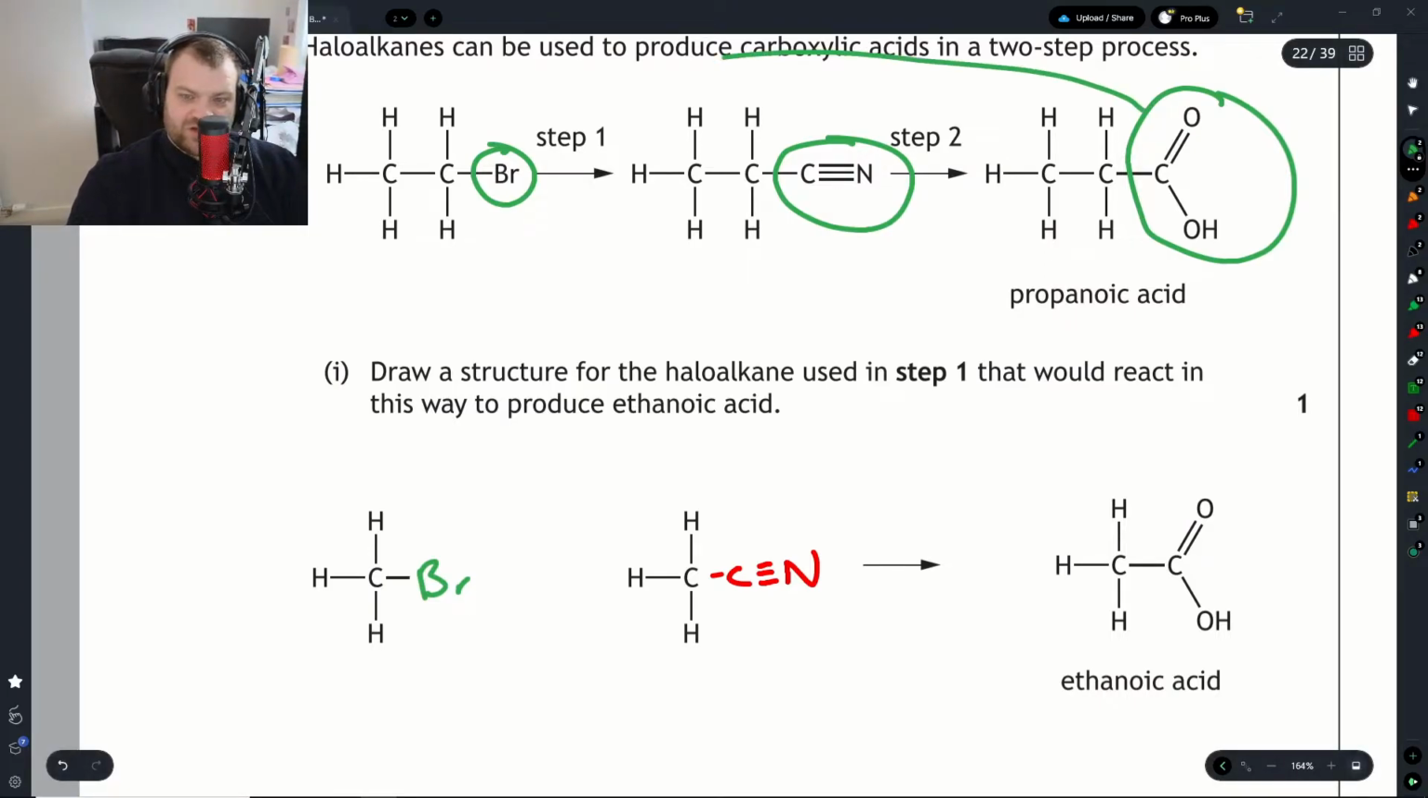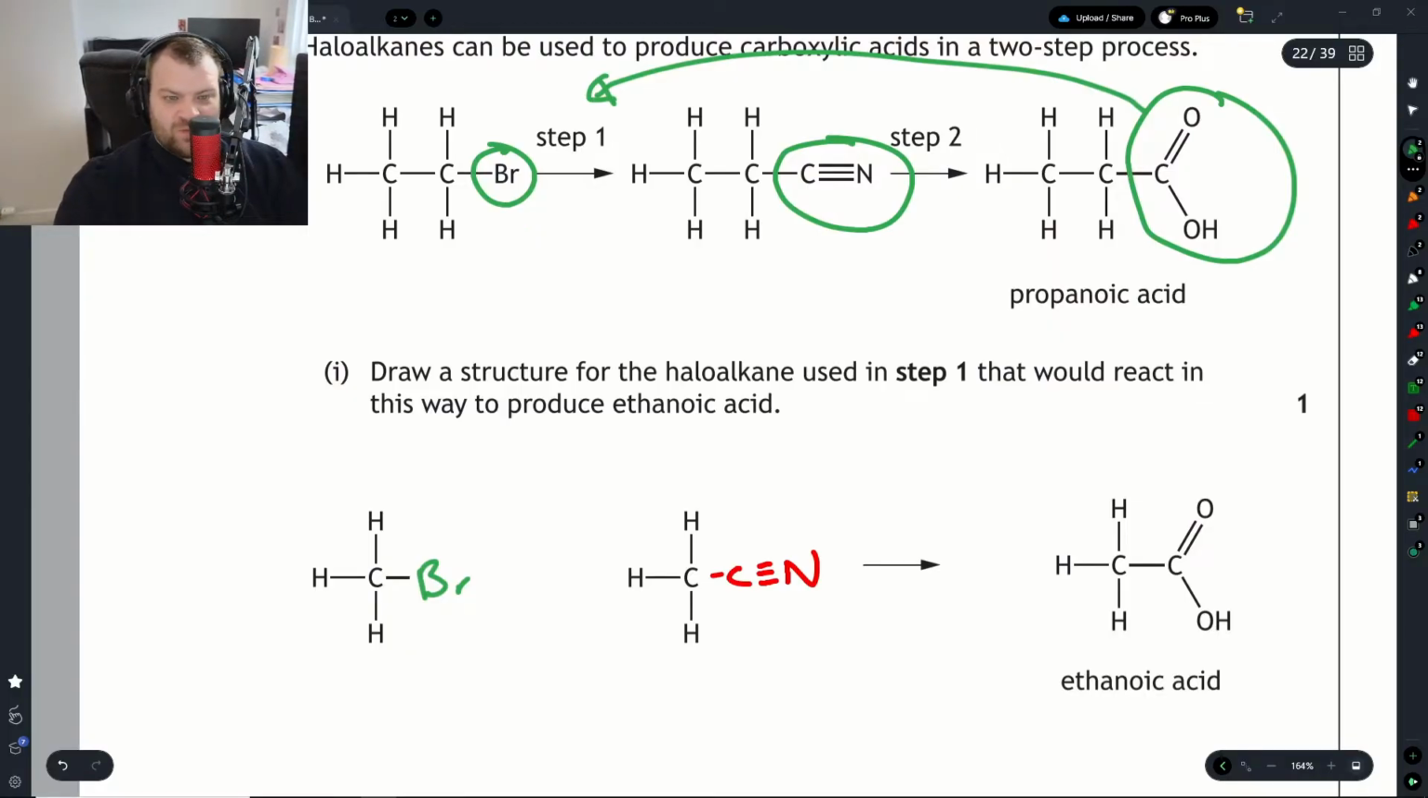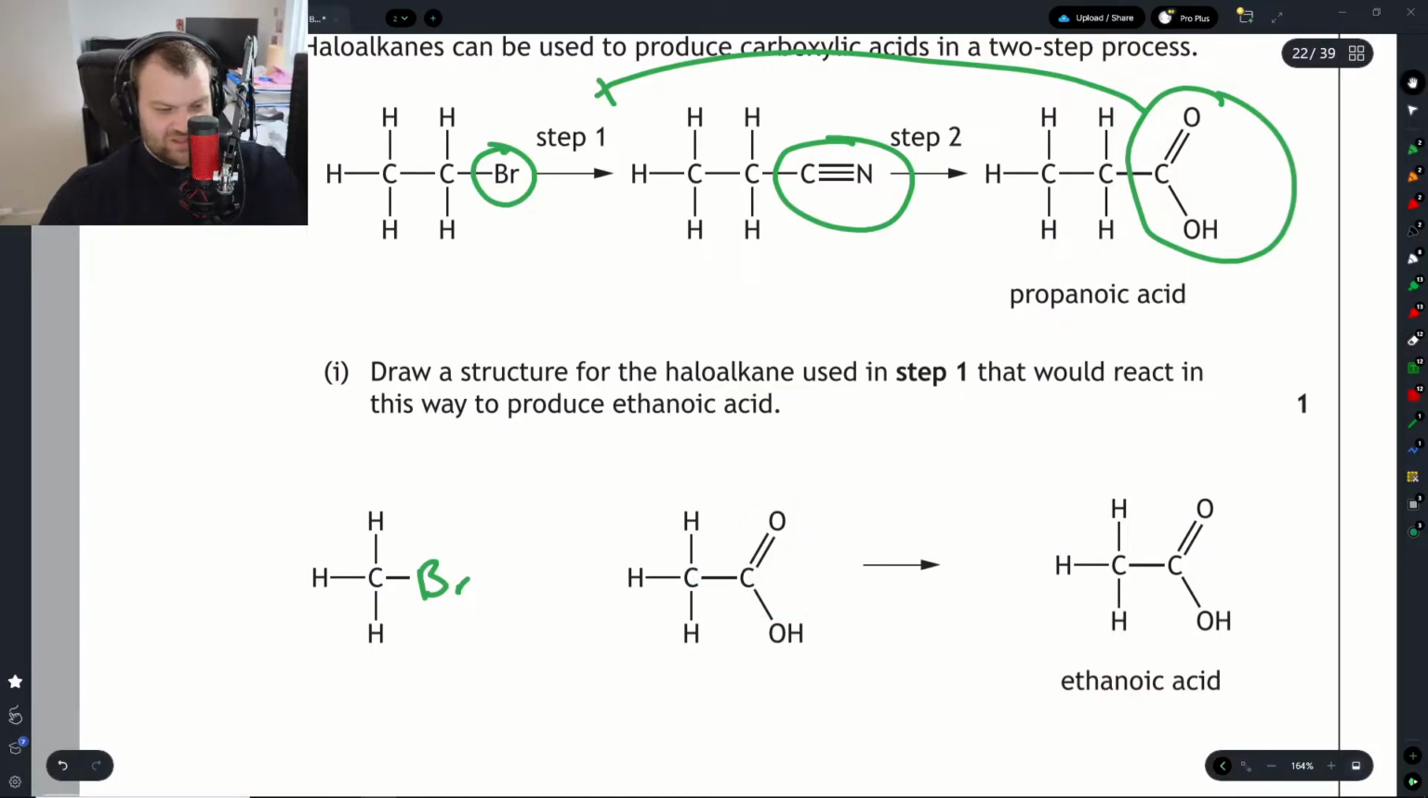If you want to do it jumping all the way back, what we can see is that the Br is swapped directly for the C double bond OH. So we could have got rid of this and put our bromine in there, which still gets the same result. So the correct answer would be bromomethane, where you've got the bromine attached to the C and then the 3 H's.